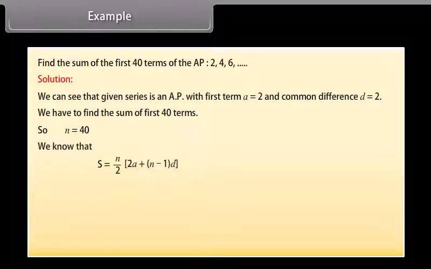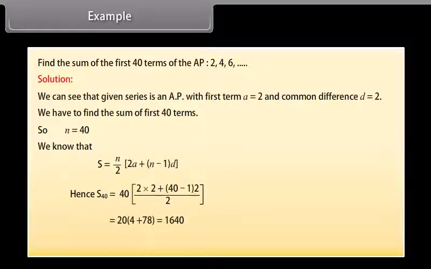We know that S is equal to n upon 2 into 2a plus n minus 1 into d. Hence, S40 is equal to 40 into 2 plus 40 minus 1 into 2 by 2, which is equal to 1640. So the sum of the first 40 terms of the AP is 1640.